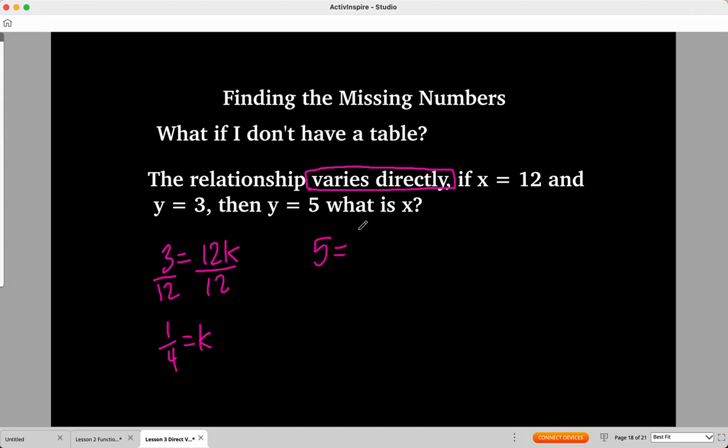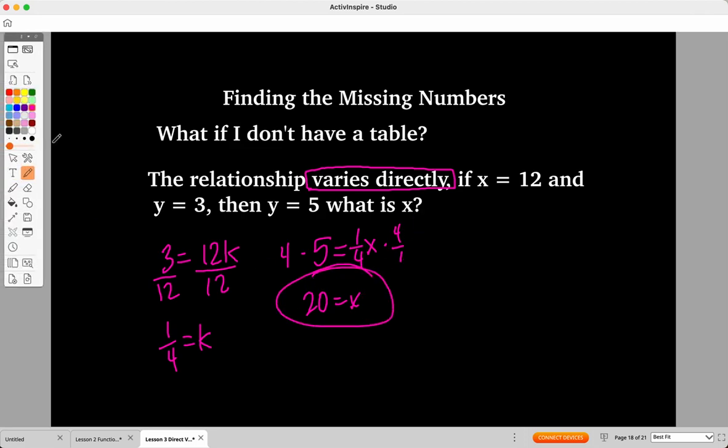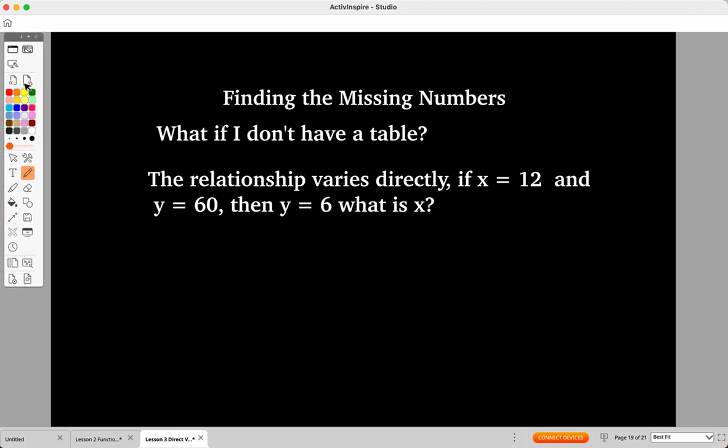Yeah. 1/4 of x. Oh, now how do we get rid of the fraction? Oh, this is just like last unit. We use our reciprocal. We multiply by 4 over 1. So we get 20 is equal to x. There's my answer. All right, your turn to give this one a try.